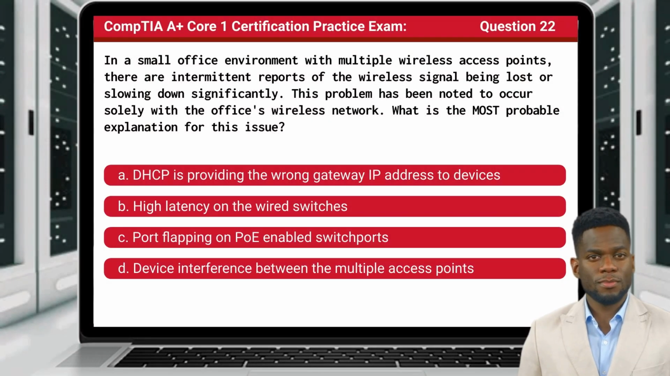Question 22. In a small office environment with multiple wireless access points, there are intermittent reports of the wireless signal being lost or slowing down significantly. This problem has been noted to occur solely with the office's wireless network. What is the most probable explanation for this issue?